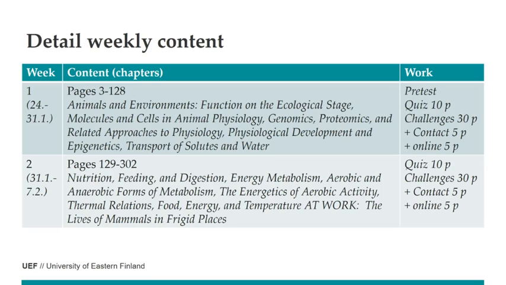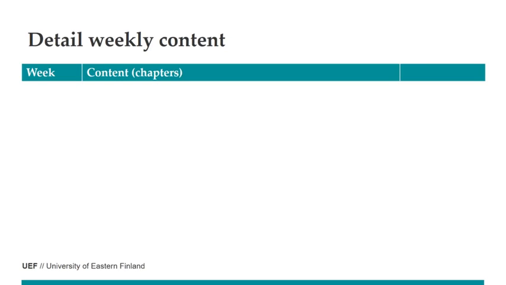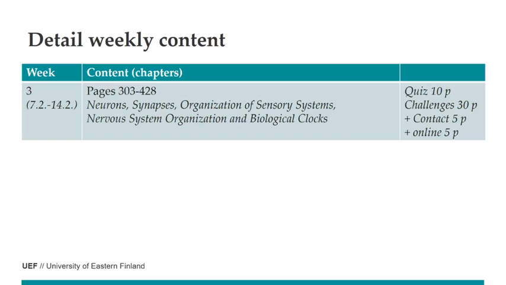Then the second week is on nutrition, feeding, digestion, and all kinds of things in energy metabolism. And again, the quiz is the essential part to continue on the third week, but then there are also these challenges, etc. Then the third week is on neurons and biological clocks, because that's a very important thing to understand our annual cycles. And again, the quiz section is the essential part, because otherwise you can't follow on to the next week. But you can have more time for making these challenges than these quiz sections. So you can do these challenging questions a little bit later, but the quiz section is the thing that you must do now.